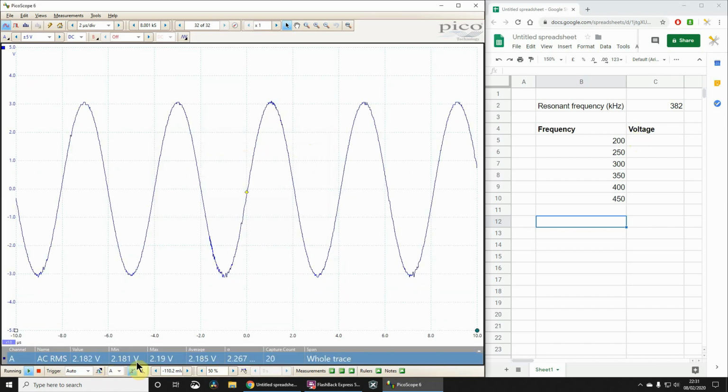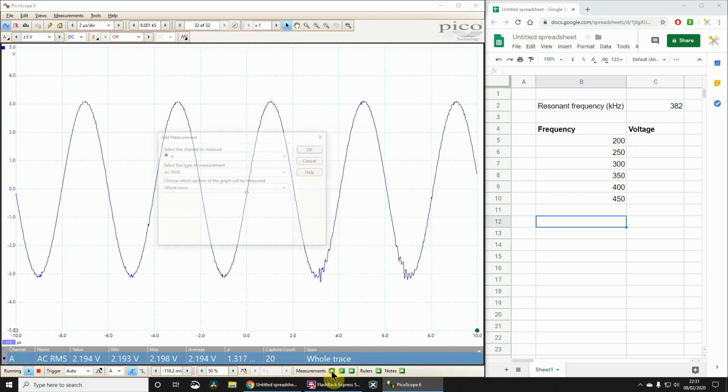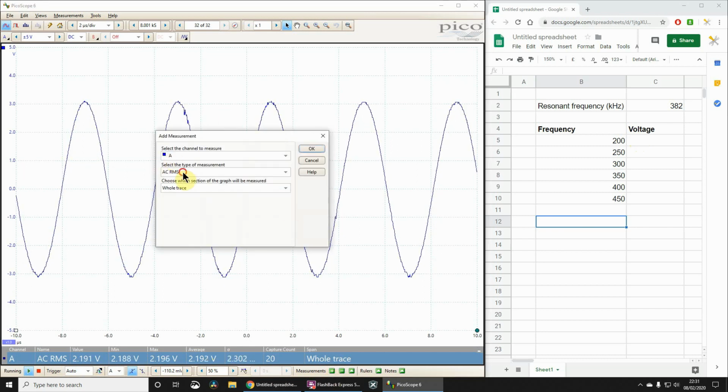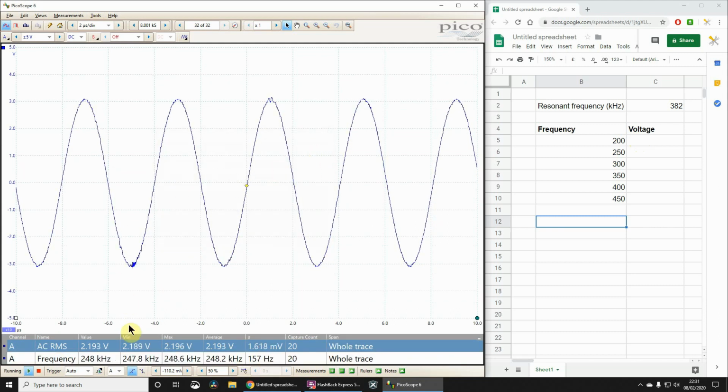And so I've got that down here. Okay, so I've got an average. It's the average one that I'm going to be interested in. Well, I want the frequency, so measurements, channel A, frequency. There we go. And what have we got at the moment?